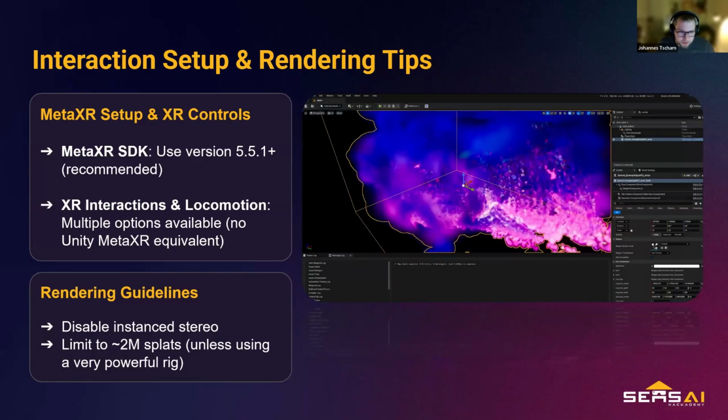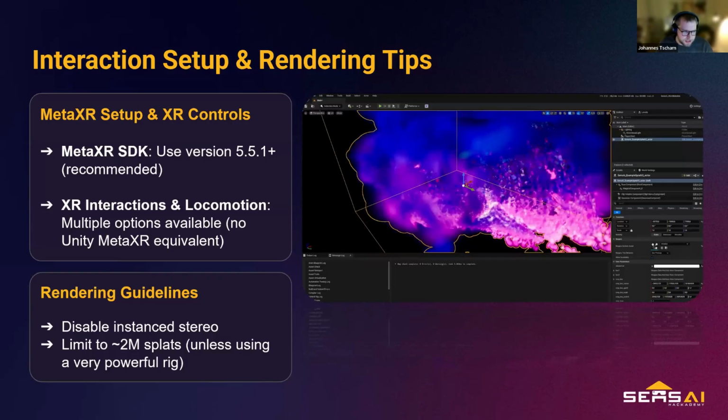For rendering, it's also pretty simple. You need to disable instance stereo if you want to use it in VR. Otherwise, you can leave it on. Instance stereo basically clones one view for one eye, and you get weird rendering artifacts. This is going to have a little bit of a performance impact on you.